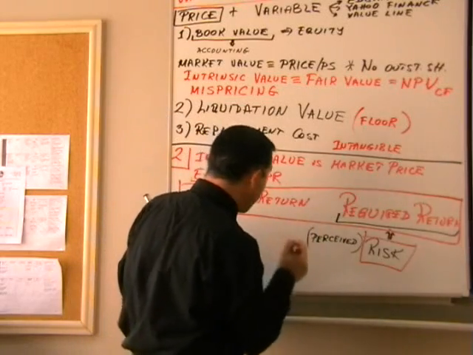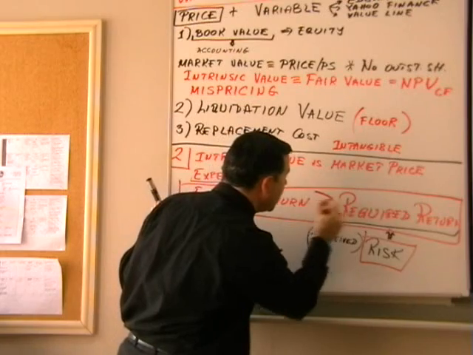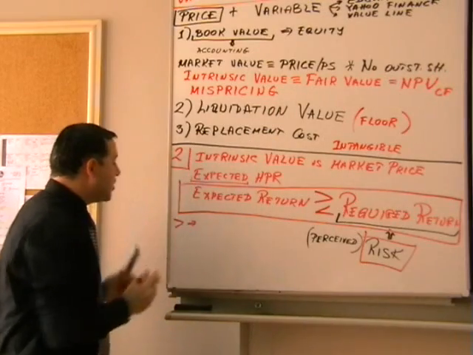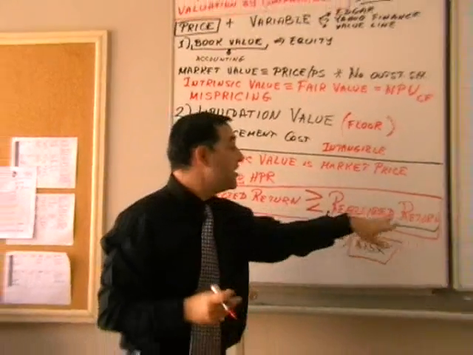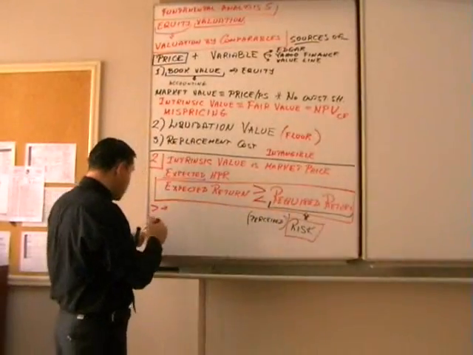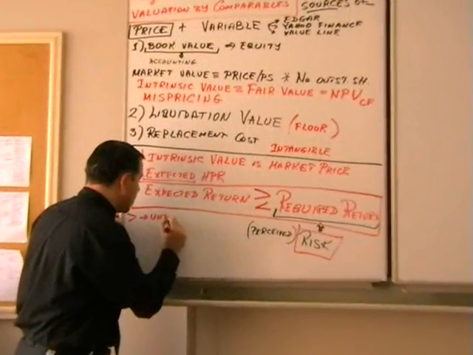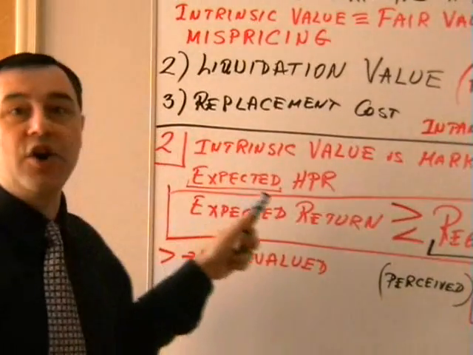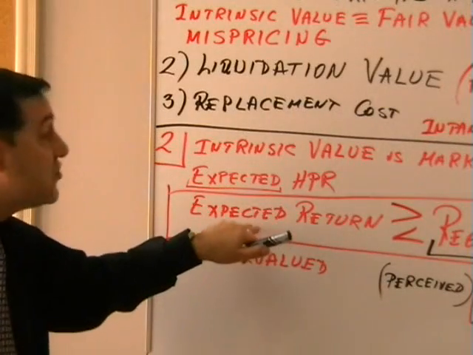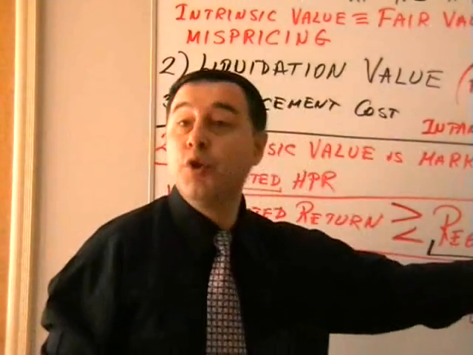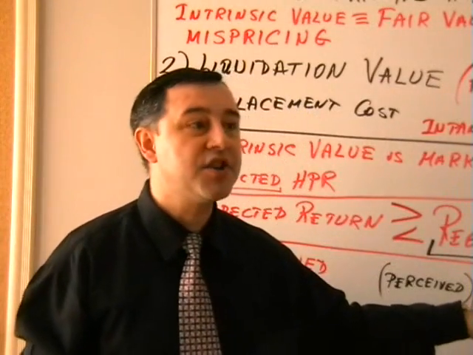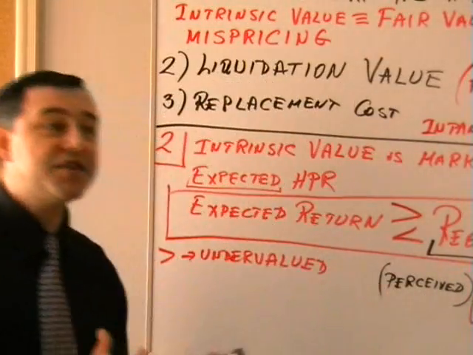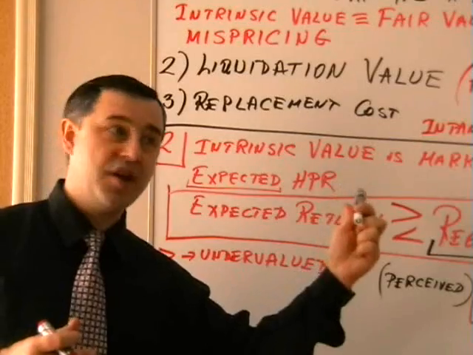For example, if you have the relationship where the expected return is higher than the required return, you have the asset to be undervalued. All right, so it's good to buy because it gives you more than what you expect or require as a compensation for the risk. So this particular piece ties in with portfolio theory.